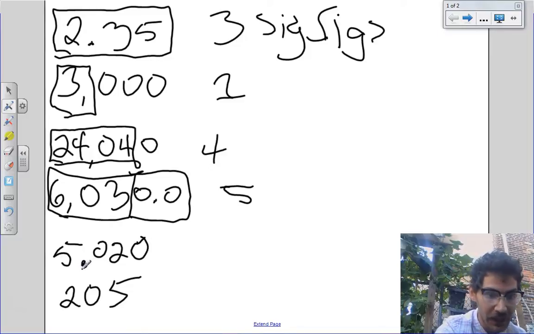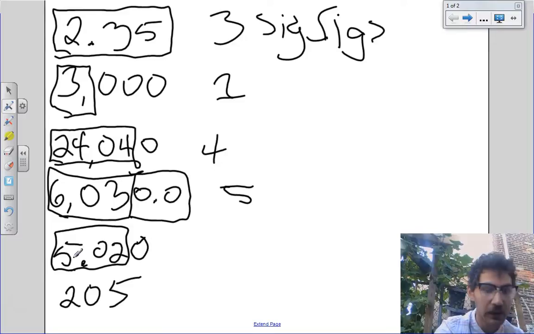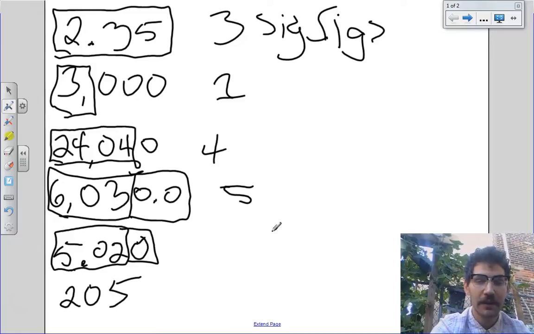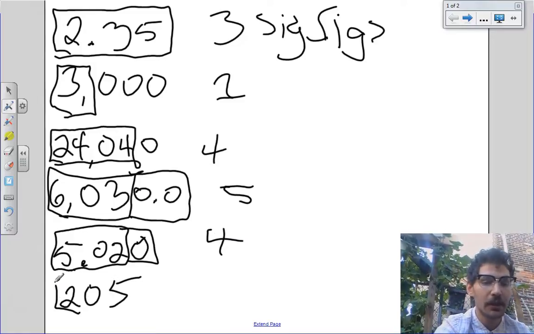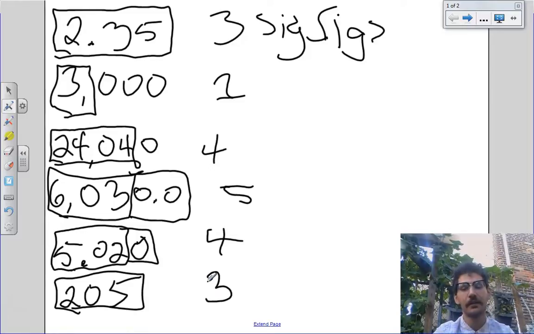We've got a similar thing happening with this next number. Box up our non-zero digits, but we have a decimal point, so we also box up our trailing 0. We've got 4 sig figs here. And in this number, our first step box encompasses everything, so we've got 3 sig figs.